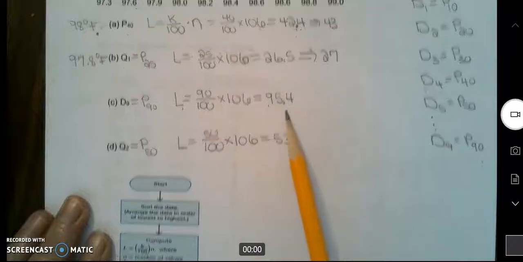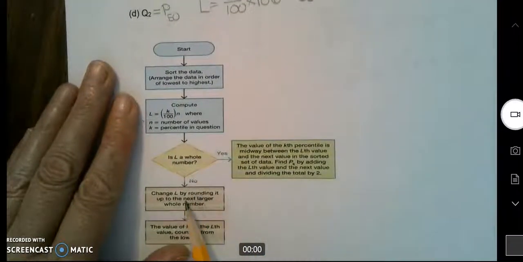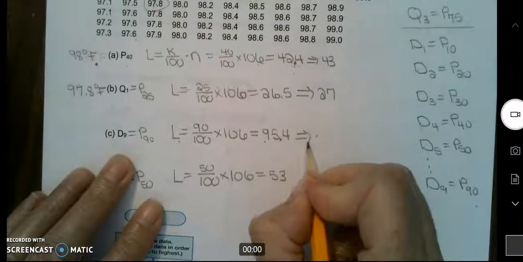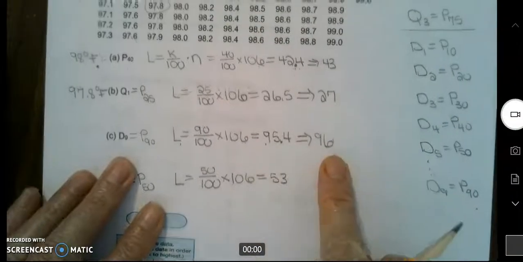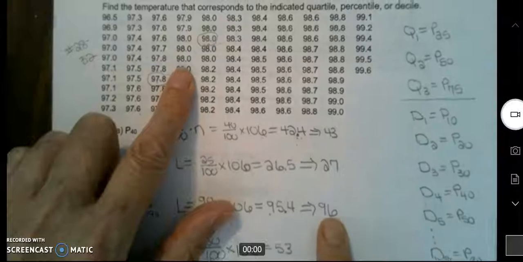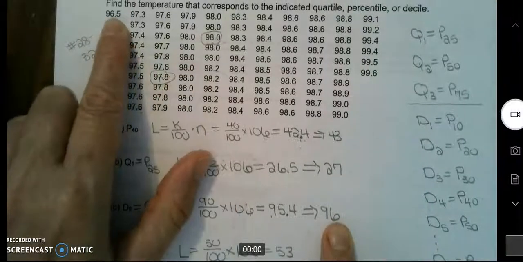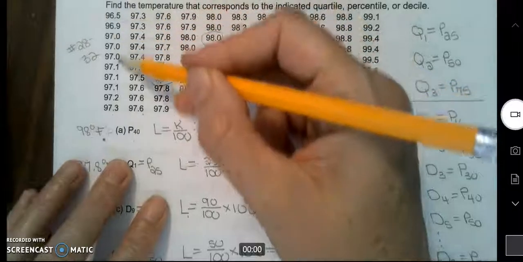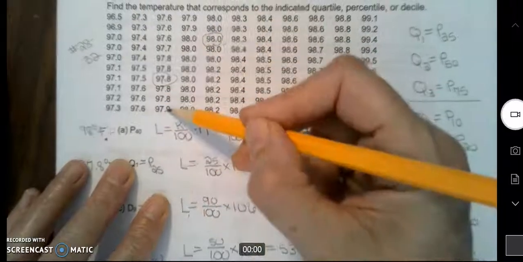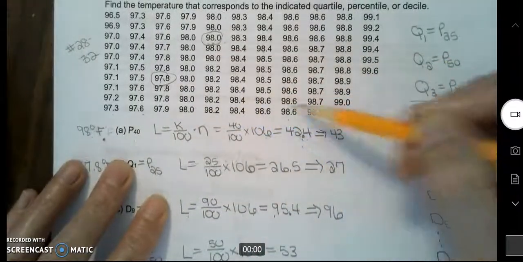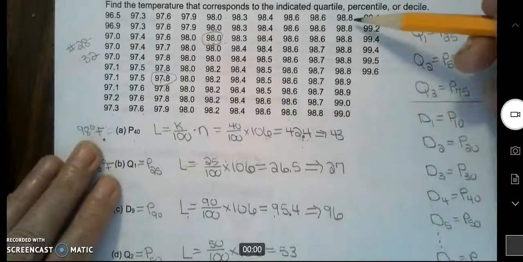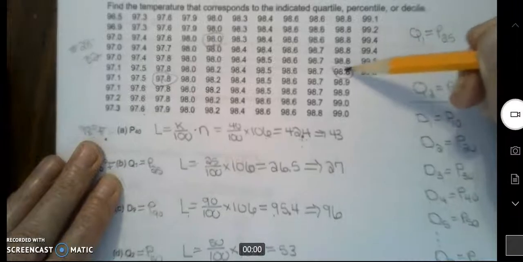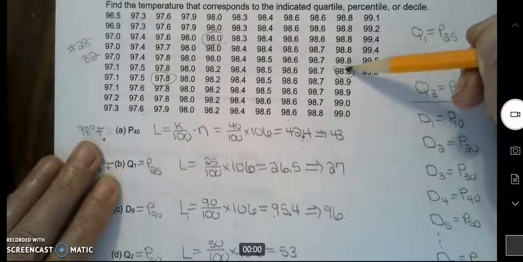That is not a whole number, so I round it up to 96. And then again, make sure you don't stop there. You want to count up here to see which one is a 96 value. So this is the first, second. You want to go up to the 96 value. So there's 10 in each column, so that's the 10th, 20th, 30th, 40th, 50th, 60th, 70th, 80th, 90th, 91, 92, 93, 94, 95, 96. So this is a 96 value, 98.8 degrees.